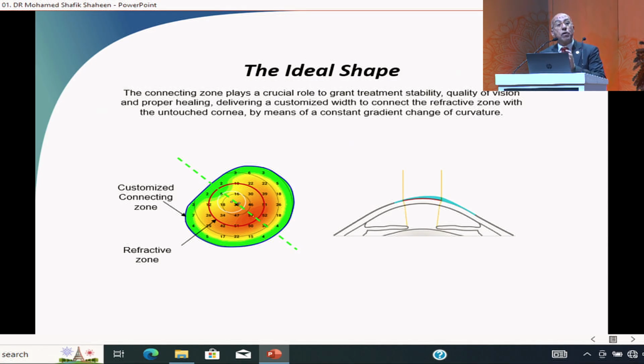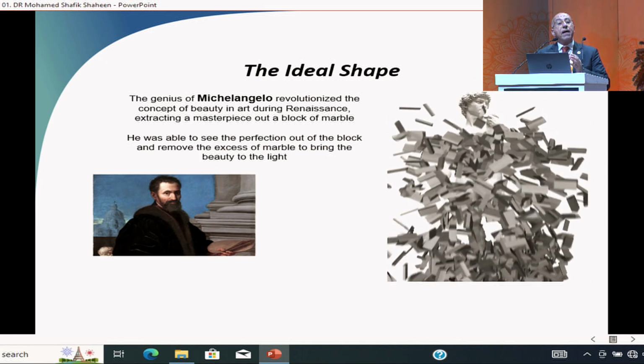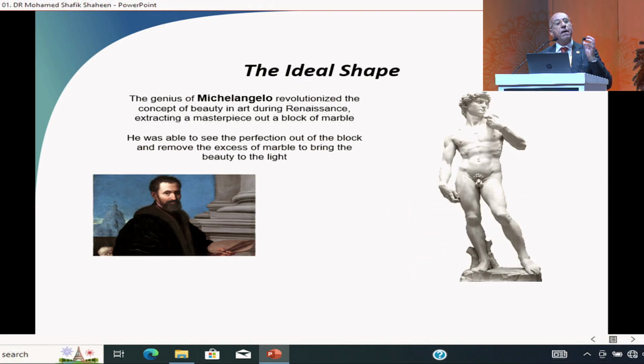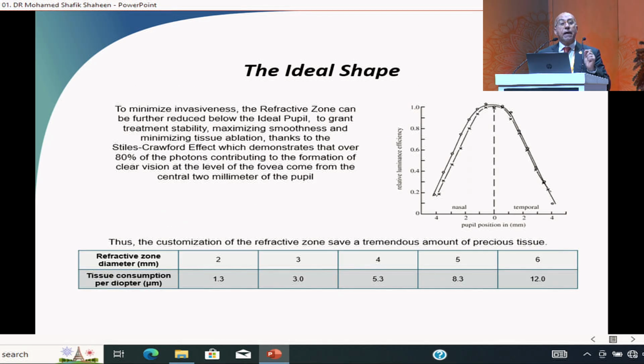The ideal shape is to create a shape that is totally, fully customized regarding the optical zone and even the connecting zone, to retilt the cornea and to customize properly the ablation profile. Like exactly the genius of Michelangelo, who imagined the ideal shape out of a block of marble, we imagine the ideal shape out of the irregular cornea, and we do our surface ablation tailored to the ideal pupil. And this ideal pupil can of course make the ablation profile very small. And this is a total change, a paradigm shift in our thinking.